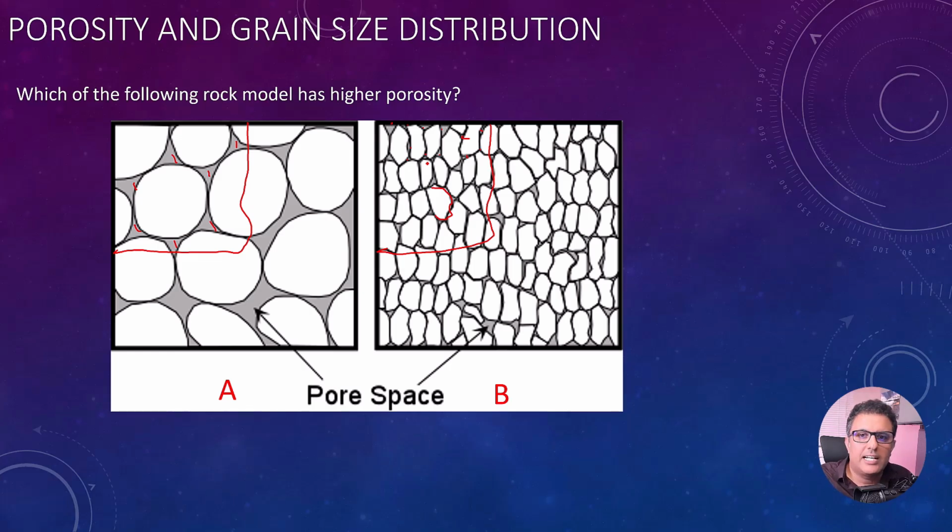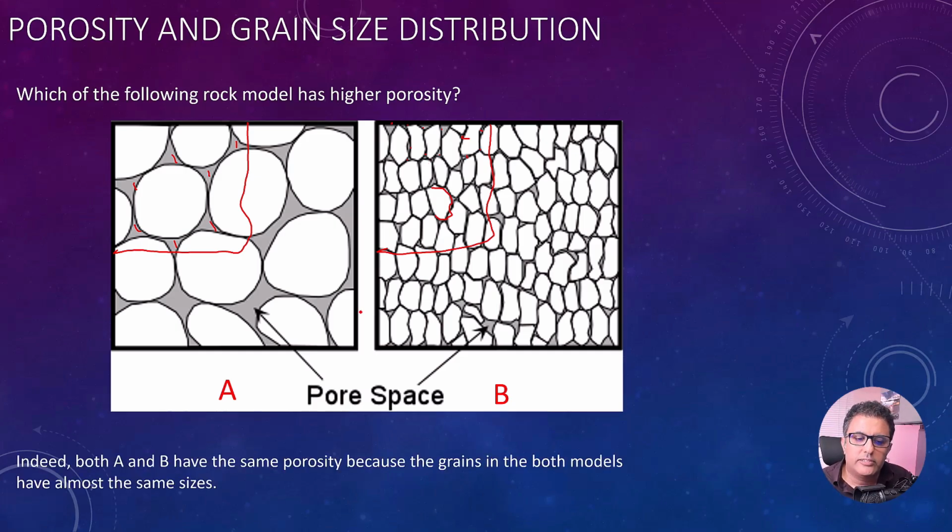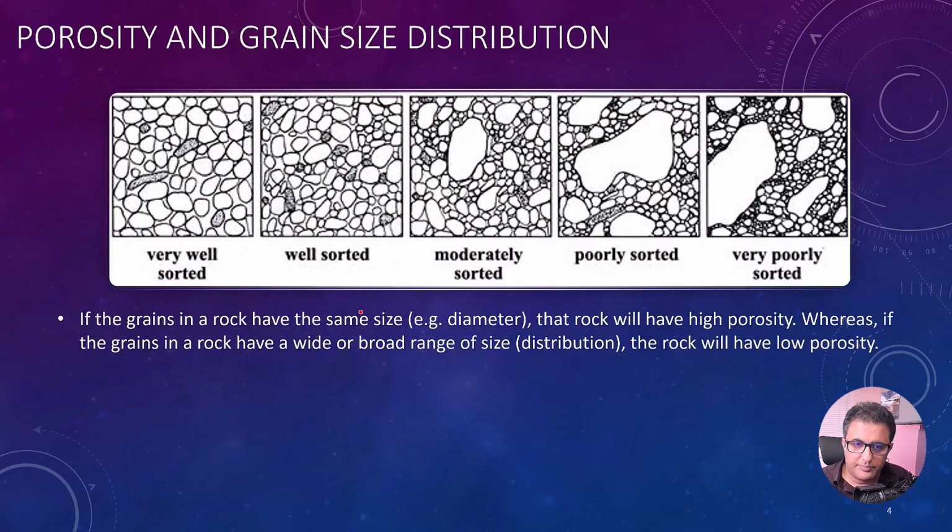So one of them has much bigger pores but a fewer number of pores. The other has a smaller pore size but a higher number of pores. And indeed, that's the answer. Both models should have the same porosity, because porosity doesn't depend on grain size. What I mean is, it is possible that you have two different rock samples, one of them composed of small grains, the other composed of larger grains, but they may have the same porosity.